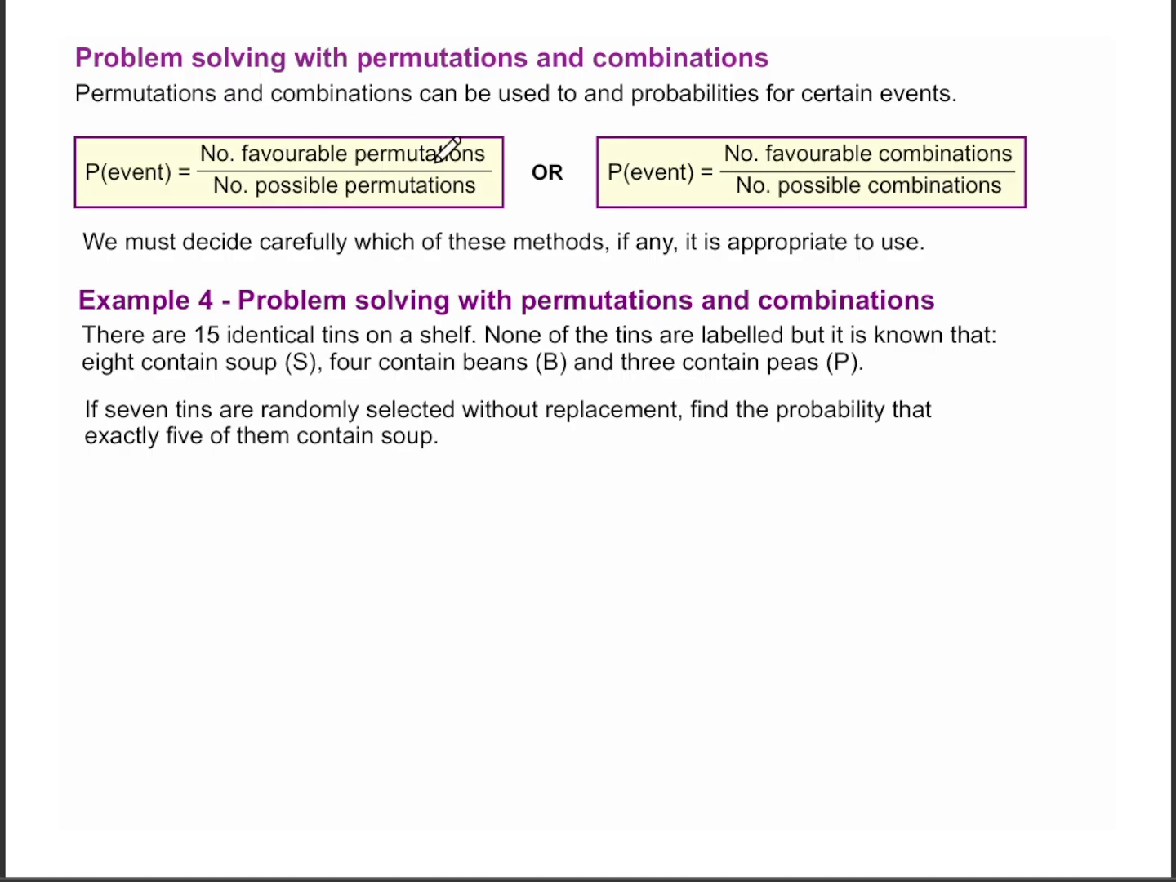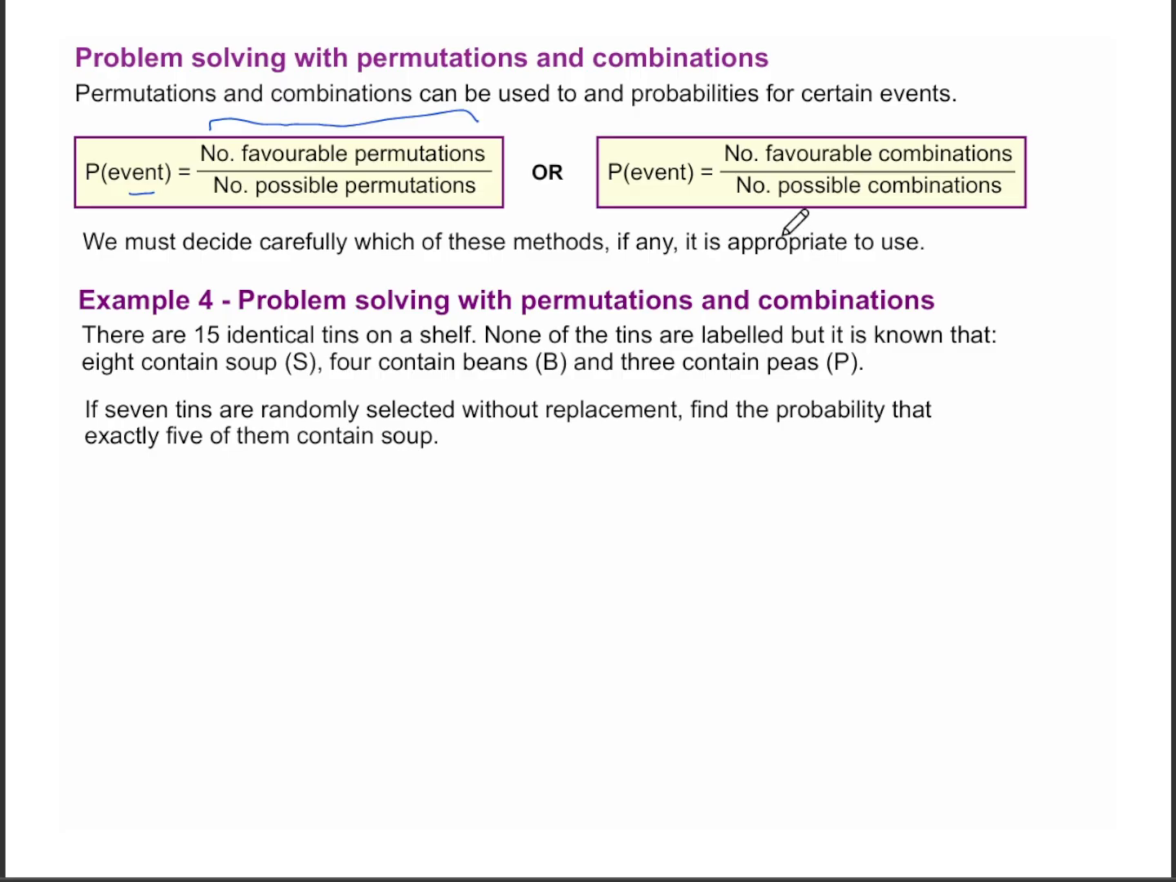Next, permutations and combinations can both be used to calculate probabilities for certain events, where the probability of an event happening is the number of permutations of that event over the total possible permutations that are there.